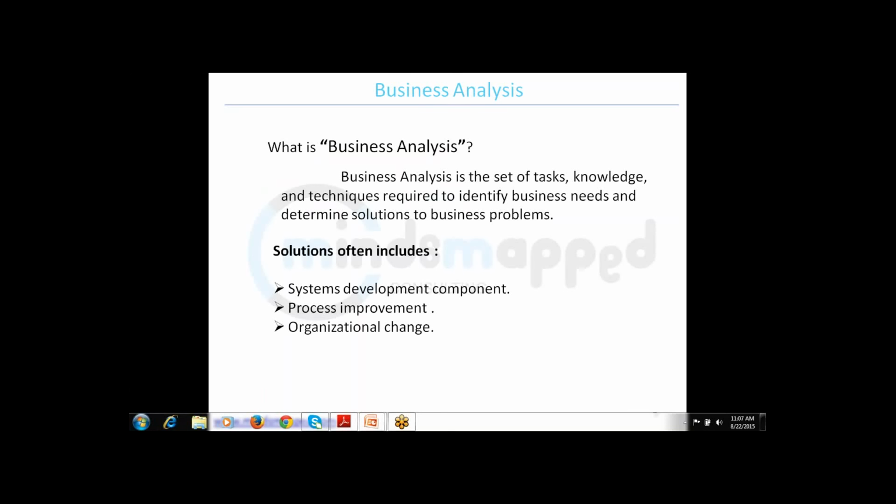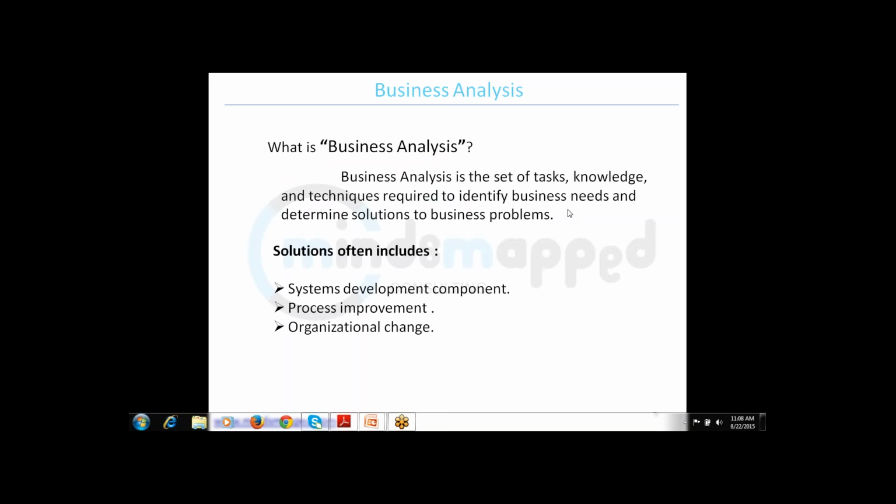Okay, so it's really nice to have such good examples of what you think business analysis would do, and most of you pretty much covered the essence of what business analysis is. Like we already discussed, it is a set of tasks or techniques required to understand the business needs and determine the solutions to business problems.